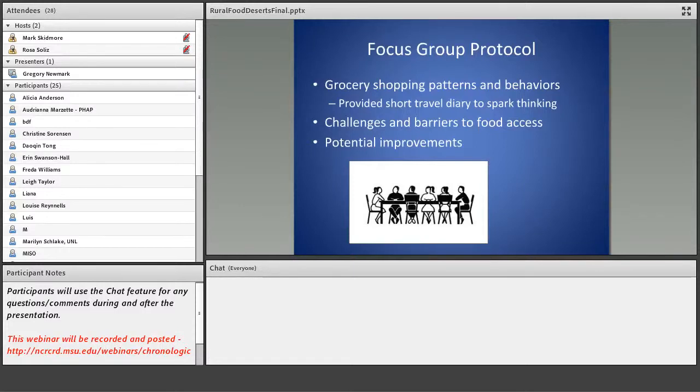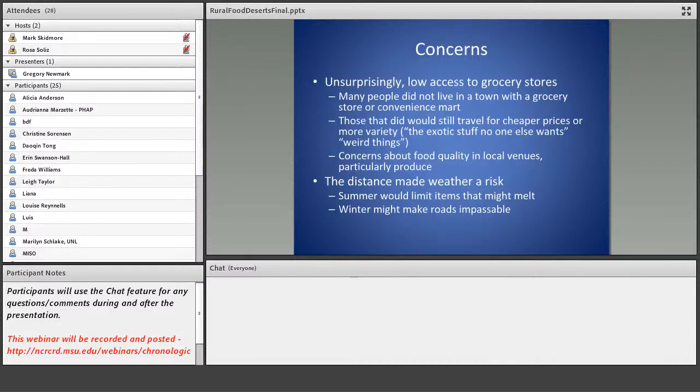Now, in our IRB, we couldn't take pictures, so this is a generic image just to represent a focus group. So the slide would be not just words, but we basically wanted to know. We asked them about their grocery shopping patterns and behaviors, and as a kind of prompt, while everyone was coming in, we had them fill out a short travel diary to spark their thinking about their last grocery shopping trip. And we also talked to them about their challenges and barriers to food access, and asked about potential improvements, although surprisingly it tended more to focus on the challenges than possible solutions. So hang on just one moment.